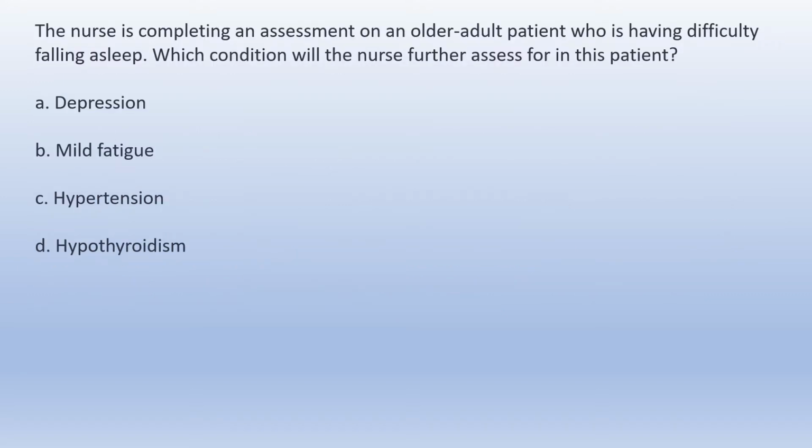The nurse is completing an assessment on an older adult patient who is having difficulty falling asleep. Which condition will the nurse further assess for in this patient? A. Depression. B. Mild fatigue. C. Hypertension. D. Hypothyroidism.